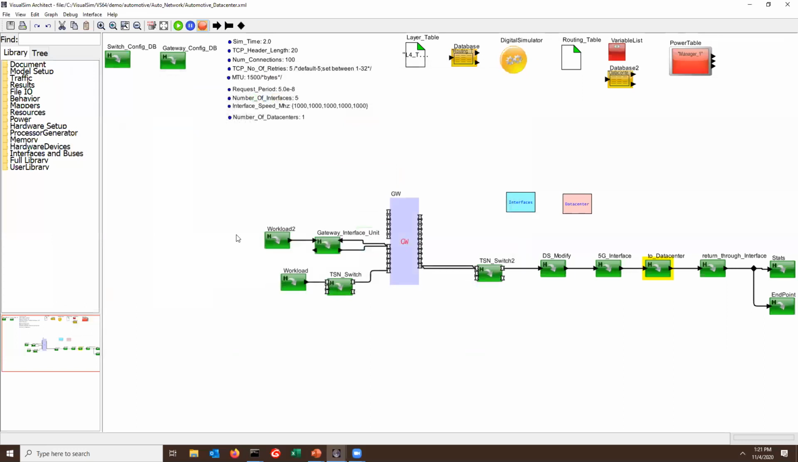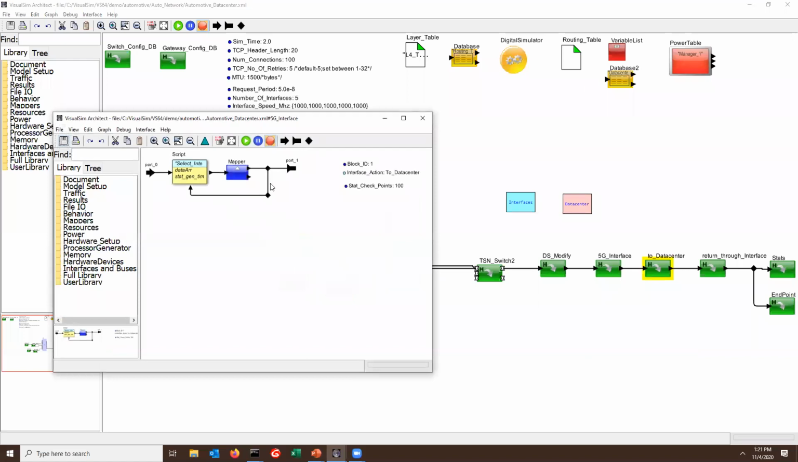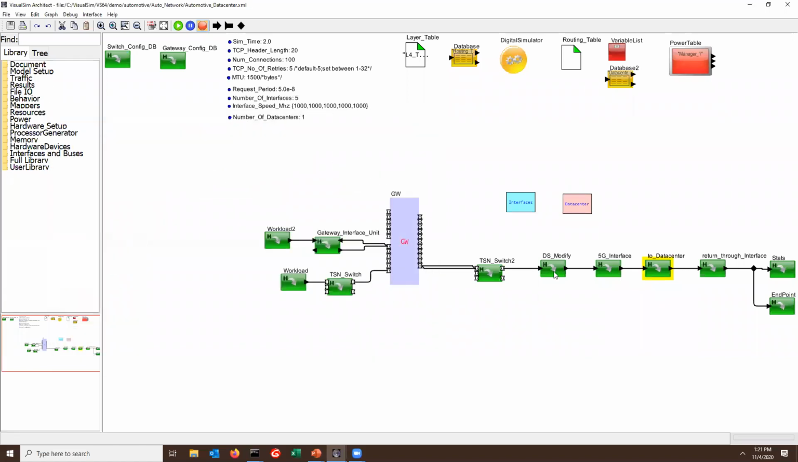Now, you're also incorporating your 5G interfaces. For example, if I go in here, I can see the 5G activity as well. And then of course, I can see the data center. So what is now happening is that I'm looking at the end-to-end operation from the vehicle to the data center and back.